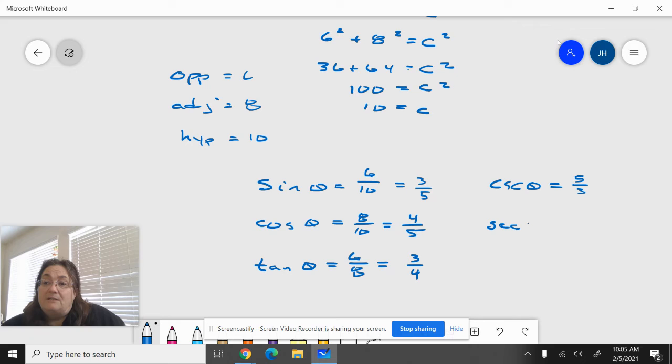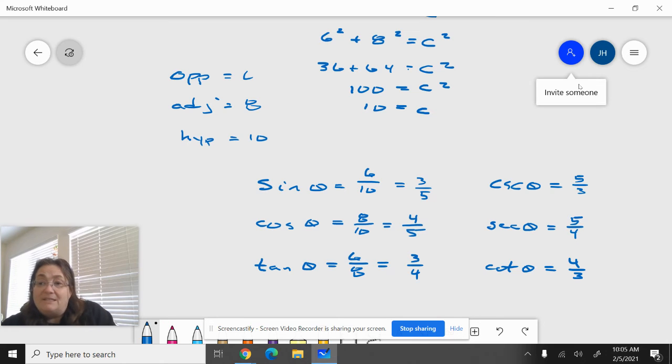Secant of theta is the inverse of cosine, so that would just be 5/4. Cotangent theta is the inverse of tangent, so that would be 4/3, right? And that's how you're going to do that first section.